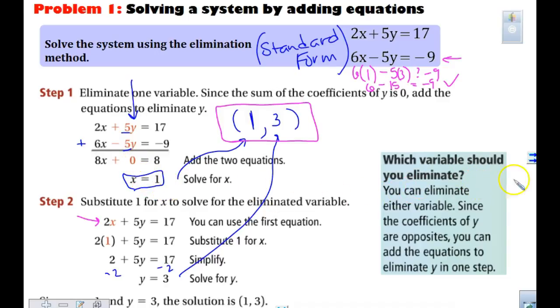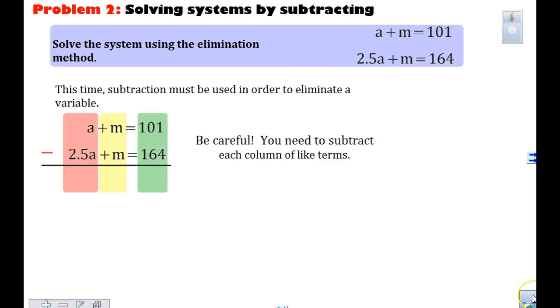So it says, which variables should you choose to eliminate? You can eliminate either variable. You're always going to look for the one to eliminate is the variable that has the same coefficient and opposite signs. Same coefficient, opposite signs. And sometimes we have to do some multiplying to get that, or some subtraction.